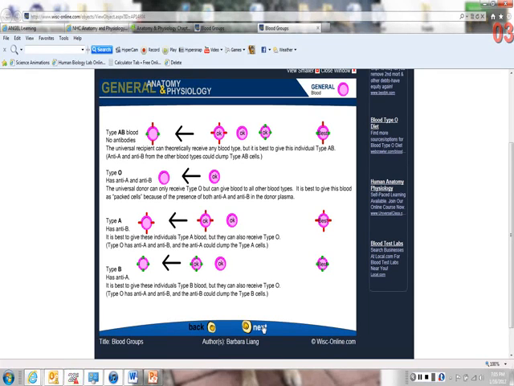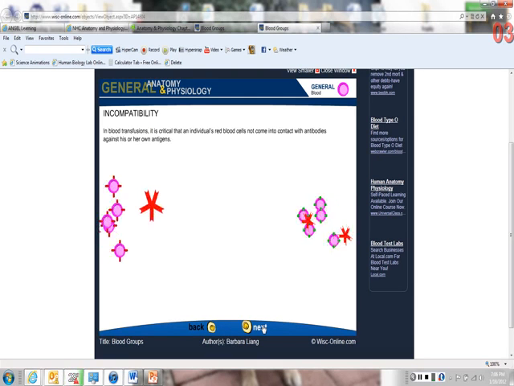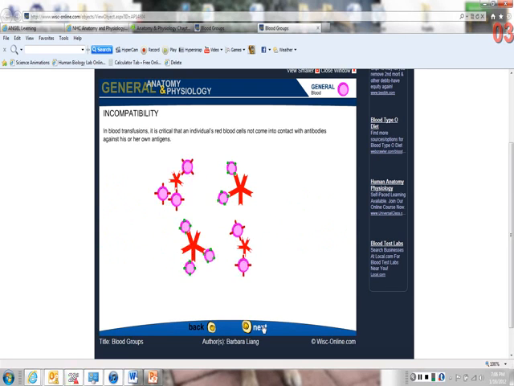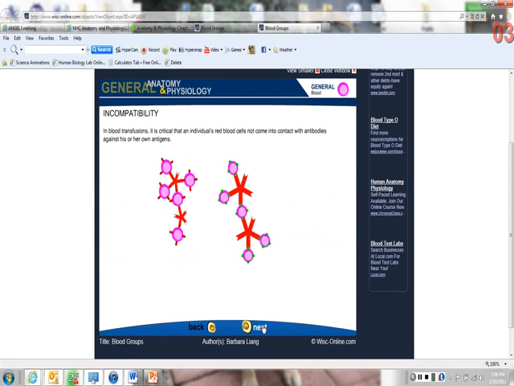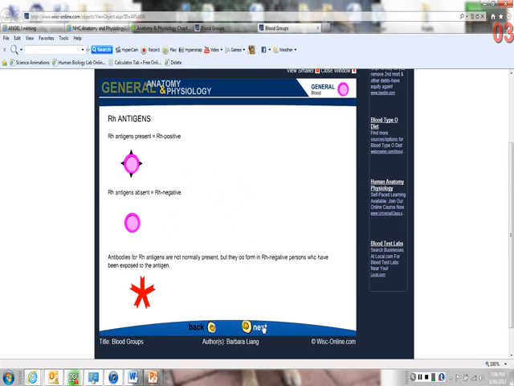Type A has anti-B. It is best to give these individuals type A blood, but they can also receive type O. Type B has anti-A. It is best to give these individuals type B blood, but they can also receive type O. In blood transfusions, it is critical that an individual's red blood cells not come into contact with antibodies against his or her own antigens.